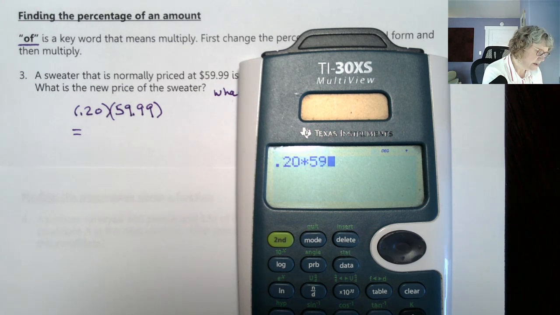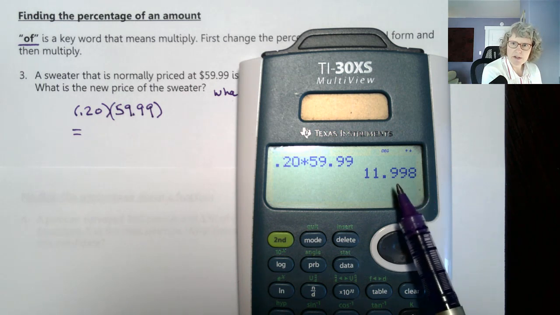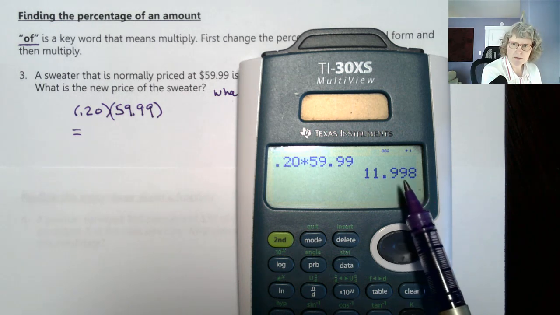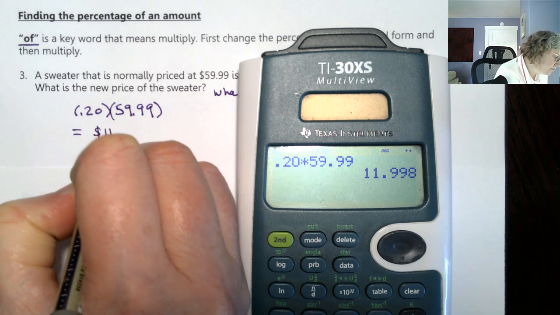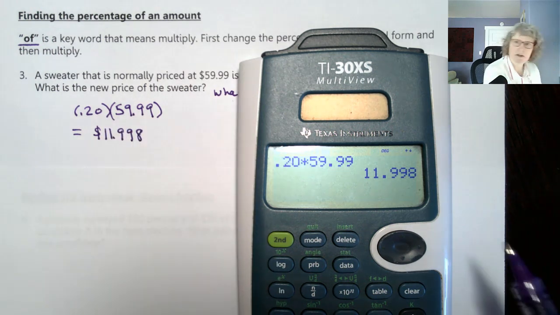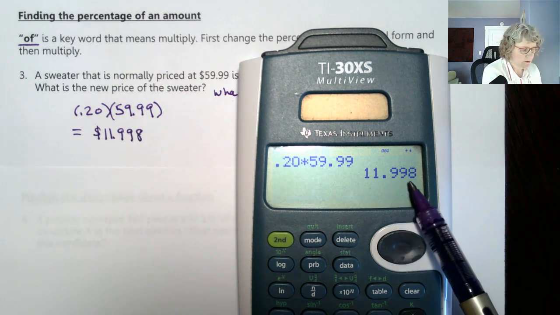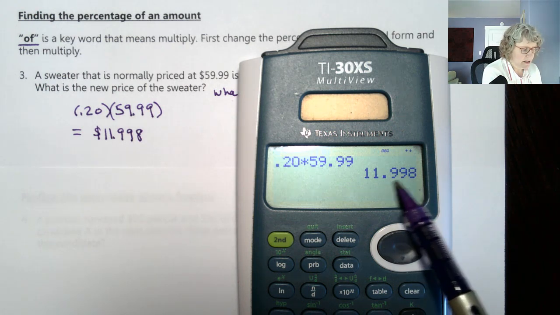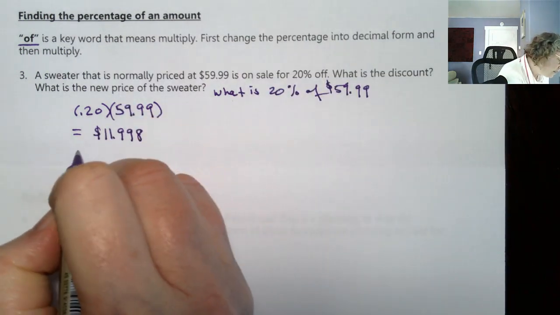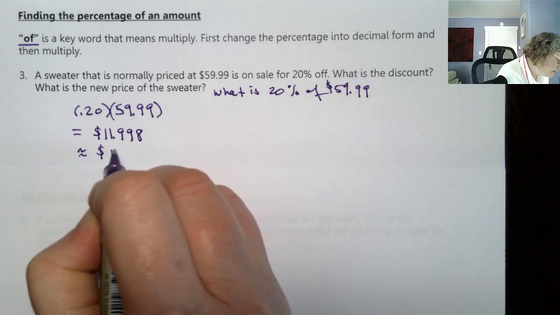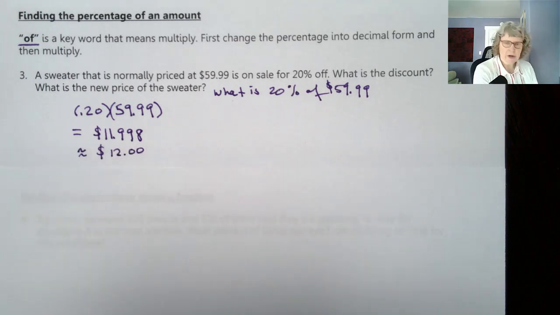So let's go ahead and do that in our calculator. 0.20 times 59.99. And that's 11.998. Since we're dealing with money, I'm going to round that to 2 decimal places. So I'll go ahead and write down what I got. Okay, and then we also did a rounding video as well. So from that we learned that this 8 brings us 99 up to 100. So essentially that makes it $12. And sometimes we put the squiggly equal sign to indicate that we've rounded, and that's $12. So essentially it's a $12 discount. Okay, so the discount is $12.